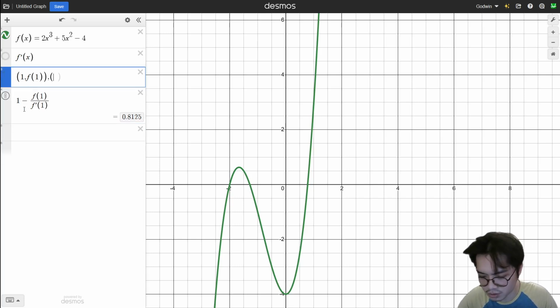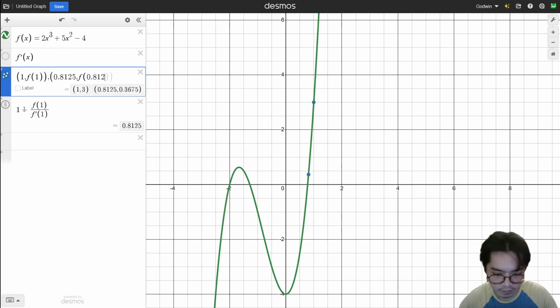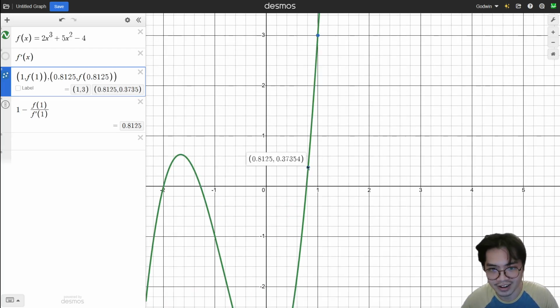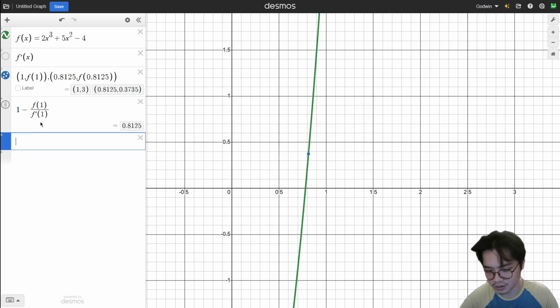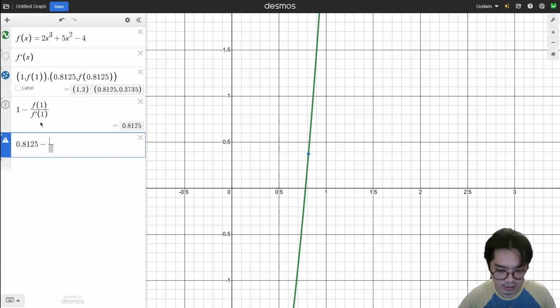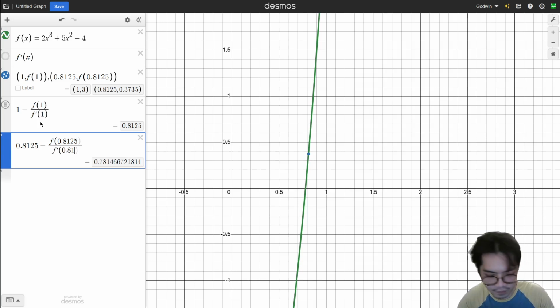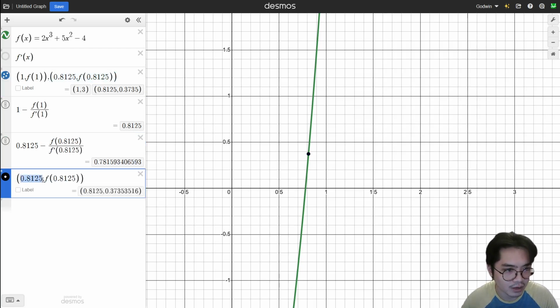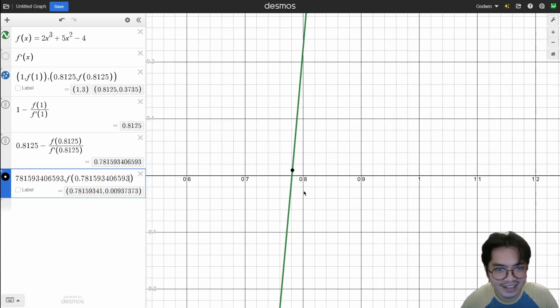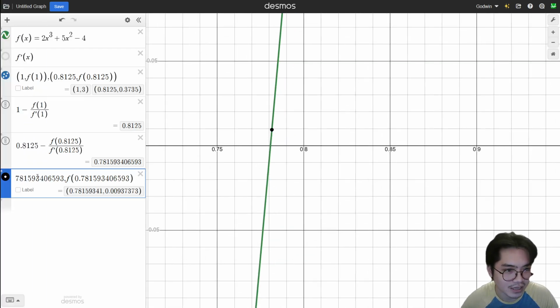So let's try and continue this. 0.8125, then f of 0.8125. Then you'll now go here, so it's much closer, and we can continue this actually. 0.8125 minus f of 0.8125 all over f prime of 0.8125, and then you're already quite close to your answer, I suppose. Let me just copy this. There you go, and it's already quite close here.